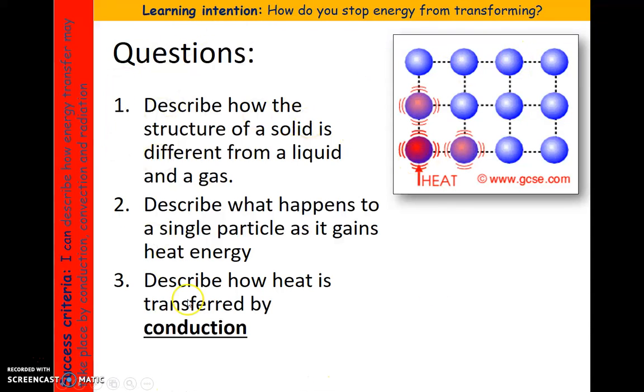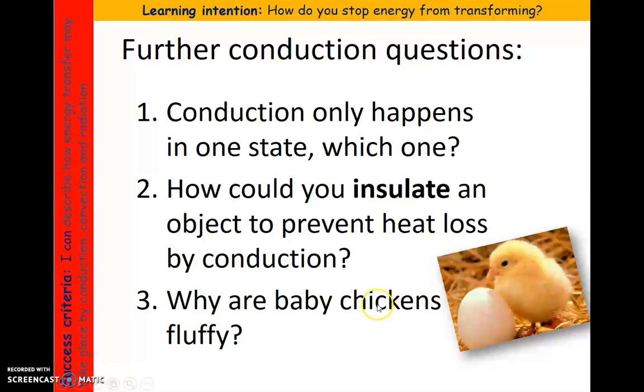Okay, so a couple of questions you can answer in your books. Describe how the structure of a solid is different from a liquid and a gas. Describe what happens to a single particle as it gains heat energy. Describe how heat energy is transferred by conduction. If you can answer those, you may be able to answer these.